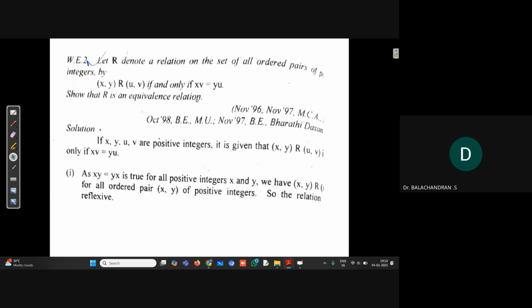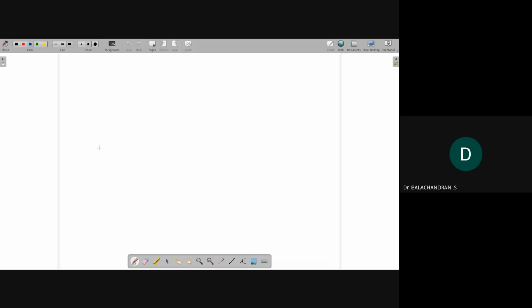So here first I need to prove what? (x, y) is related to (x, y). So I want to prove reflexive. So that means I want to prove what? (x, y) is related to (x, y). So if I prove this one, then R is what? Reflexive. So to prove this one, what I need to prove?